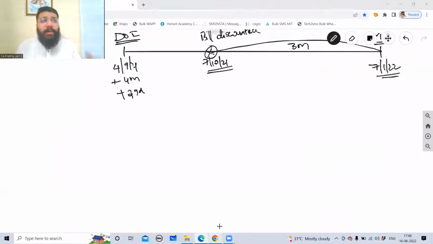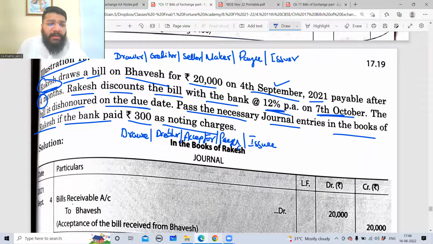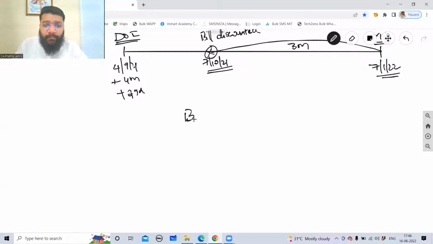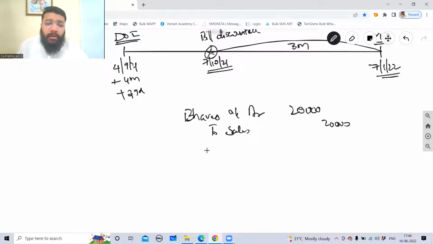So first entry, only for your knowledge purpose I'm writing, the entry is Bhavesh account debit to sales 20,000. You're not supposed to write this in exam because this is not asked or expected.